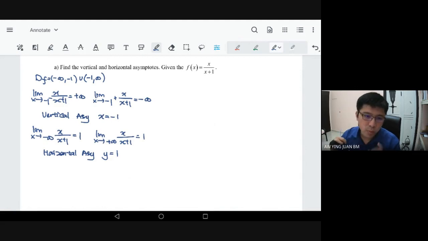So sekarang apa yang kita perlu buat adalah kita perlu rujuk kepada situasi yang pertama adalah domain, di mana negative infinity until negative 1, union negative 1 until infinity. Seterusnya, yang kedua, kita ada bahagian asymptote. Okay, the behavior of f(x), iaitu increasing, ini decreasing. Seterusnya kita ada horizontal asymptote, di mana kita ada x approaching negative infinity, x approaching positive infinity. So sekarang saya nak mula sketch graph.